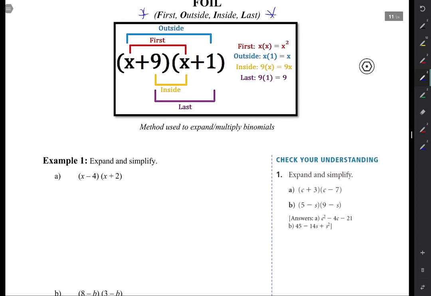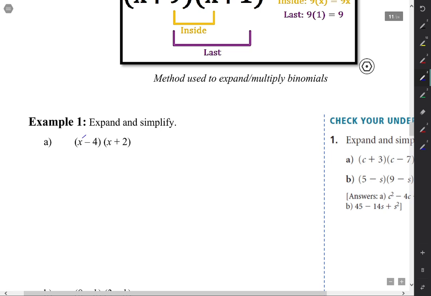So example 1, expand and simplify. So let's follow FOIL here. Our first step is going to be the first terms, the F in FOIL. So I'm going to put number 1 here, and we're going to multiply those two together. So we're going to multiply x times x, which is equal to x squared. Now let's move on to the outside, the O in FOIL. So the outside terms are x times 2, which is equal to 2x.